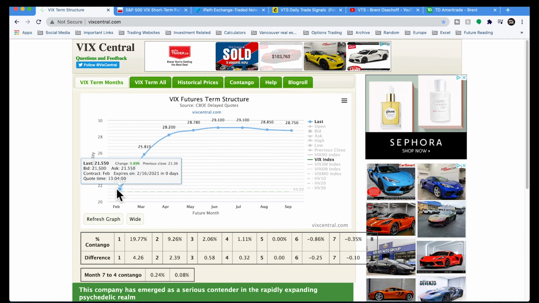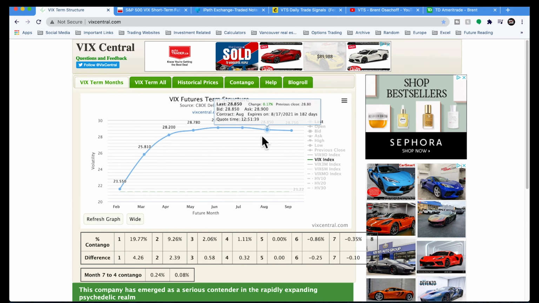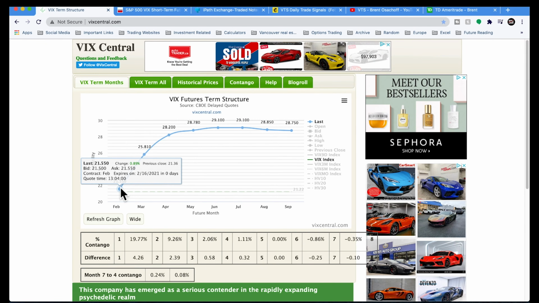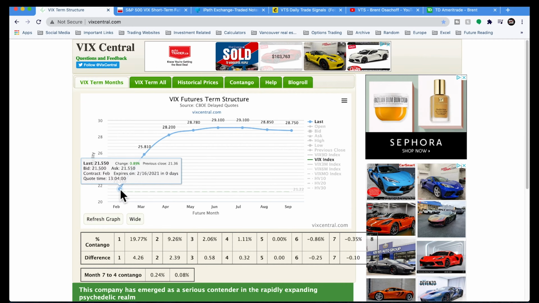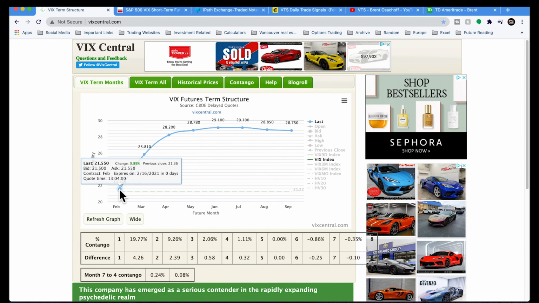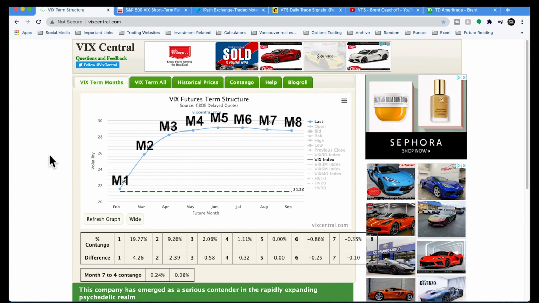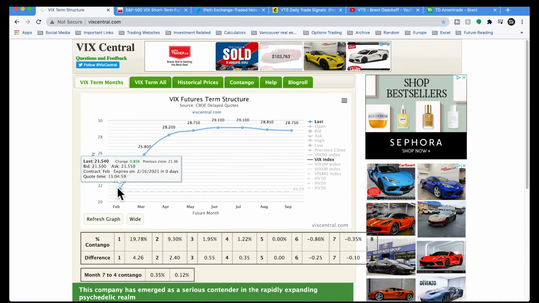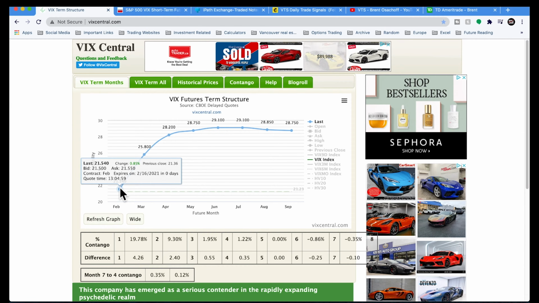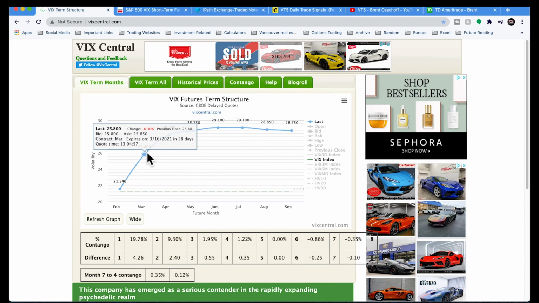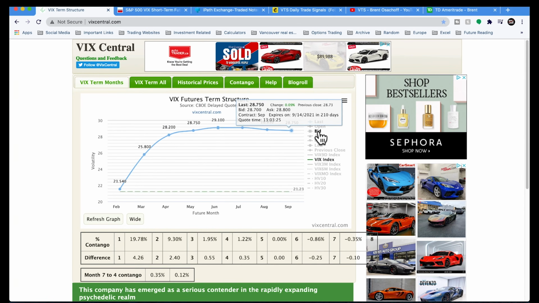Now, each one of these dots that you can see on this line represents a different month in the VIX futures. So this one here, this is the front month future. I call it M1. So M1, M2, M3. You might hear it called VX1. It's the same thing. It's the front month VIX future contract. And you can see this one is the expiry for the February cycle. This one is March. This is the M2. And then April, May, June, all the way out.